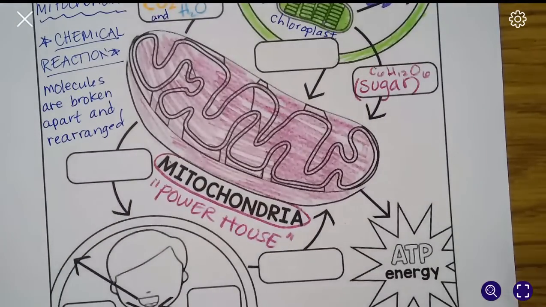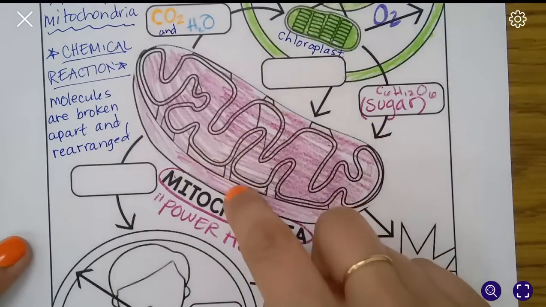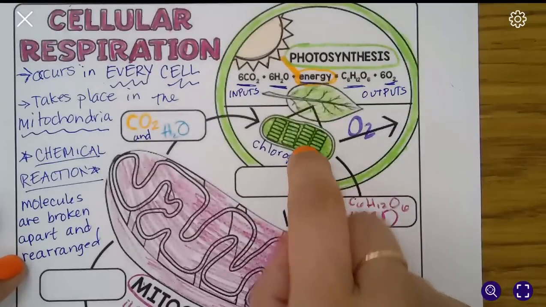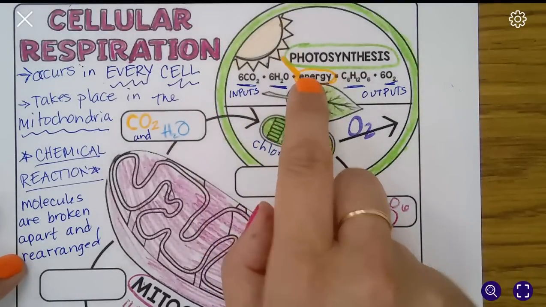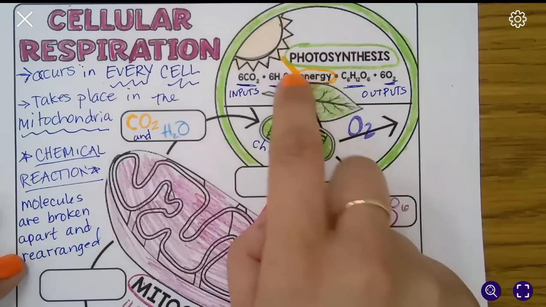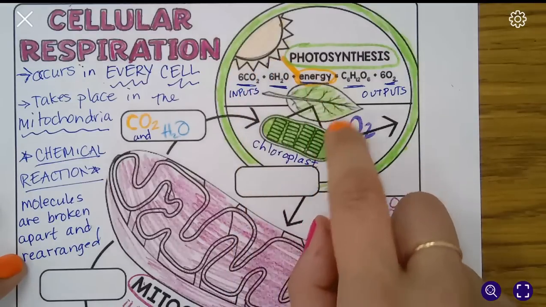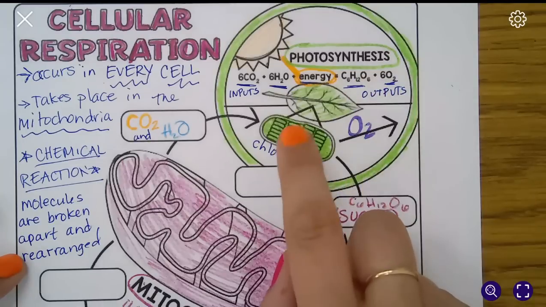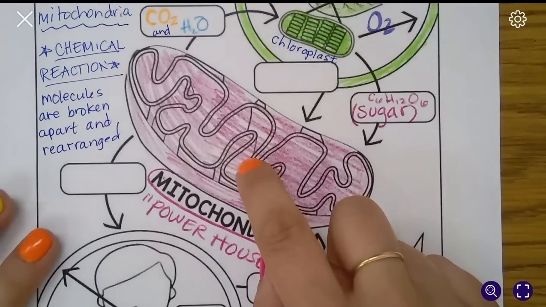Okay, so let's focus on what is happening inside this mitochondria. Okay, so we know what's happening inside the chloroplast. It's taking in CO2 and H2O and energy from the sun, doing a chemical reaction where it's rearranging these molecules and it's producing sugar and oxygen. So that's happening inside the chloroplast. So we're going to now focus on what's happening inside the mitochondria.